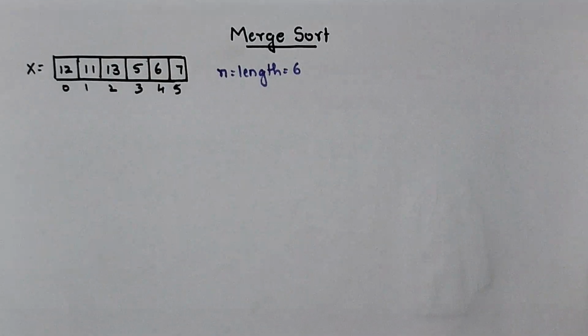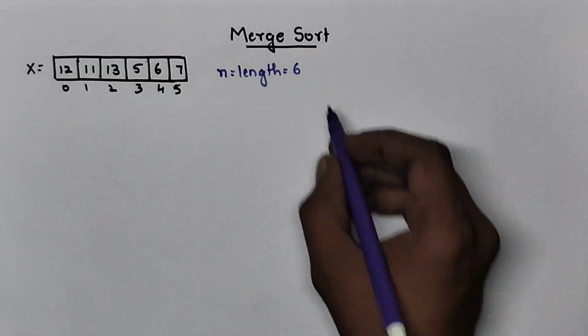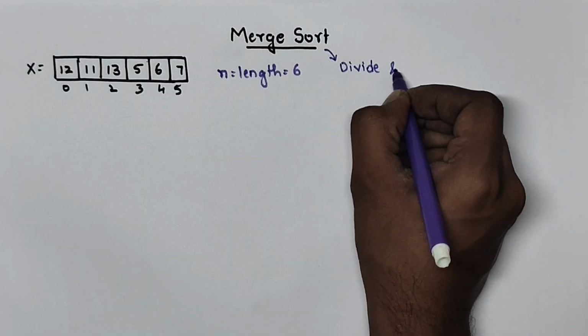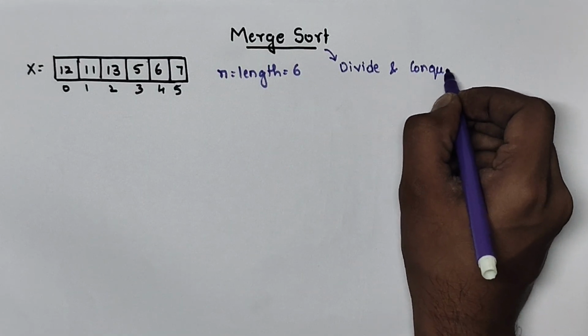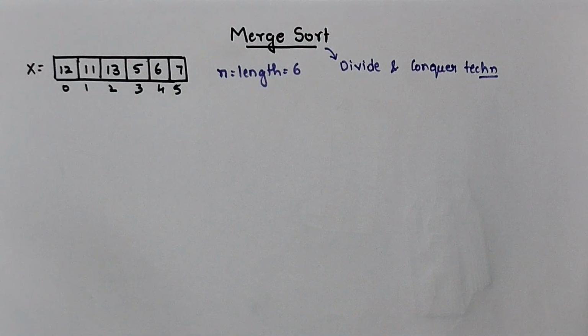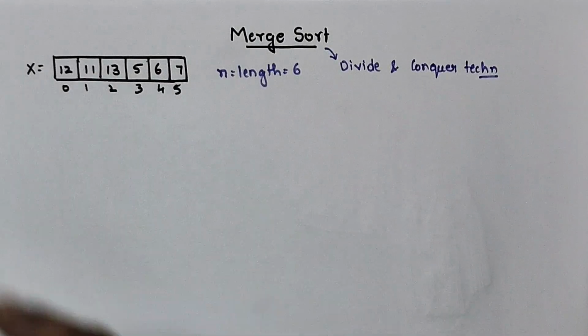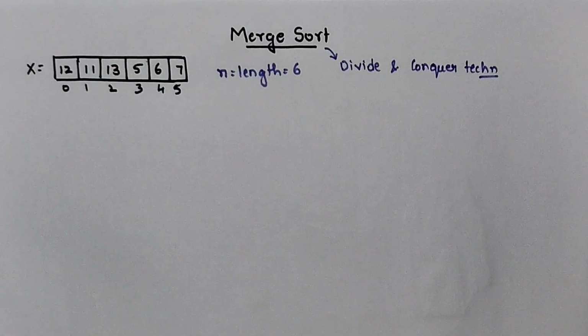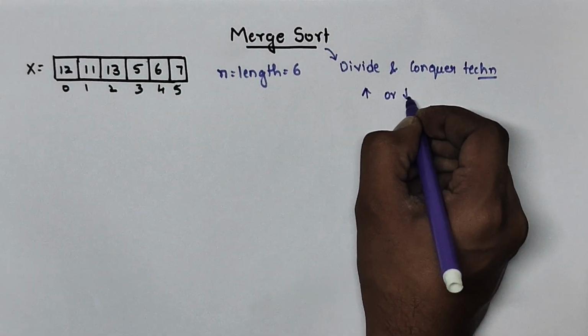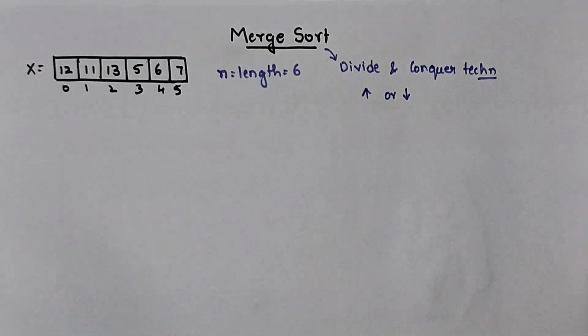Now, how to solve this merge sort problem? Merge sort is a divide and conquer technique. What we will be doing is dividing all the elements given in the list into single elements. Then we will merge them and sort. We can sort them in increasing order or in decreasing order. We will solve in both orders in this video itself.